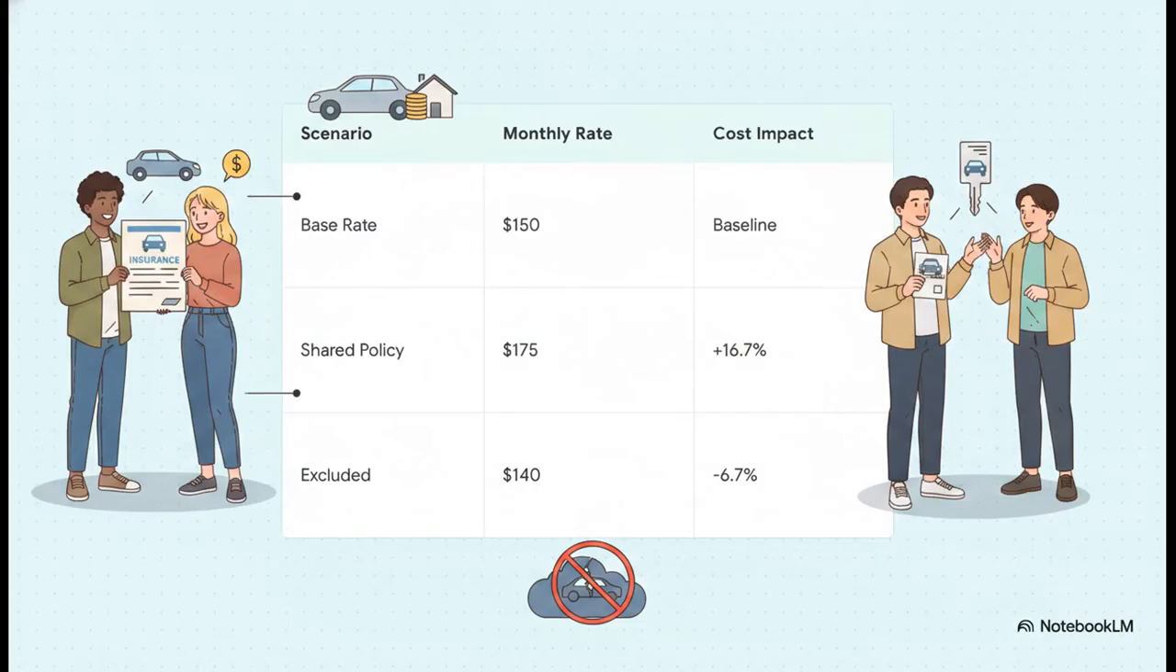Now, the roommate dilemma perfectly illustrates how this actuarial math works in practice. Let's say your baseline rate is $150 a month. If you formally add a roommate to share the policy, the carrier assumes the car is out on the road more often, right? So the rate bumps up to around $175. However, if your roommate actually has their own car and you formally sign a document to exclude them from your policy, your rate could actually drop to $140. Just remember one huge caveat. If an excluded roommate ever drives your car and gets into a crash, they have absolutely zero coverage.